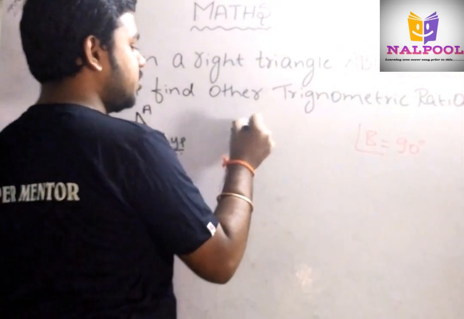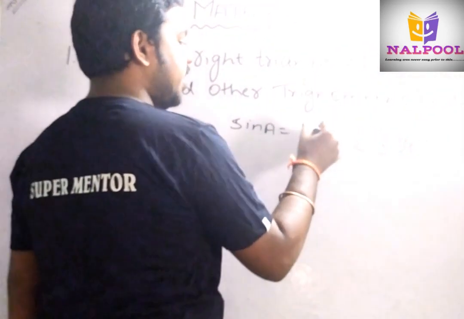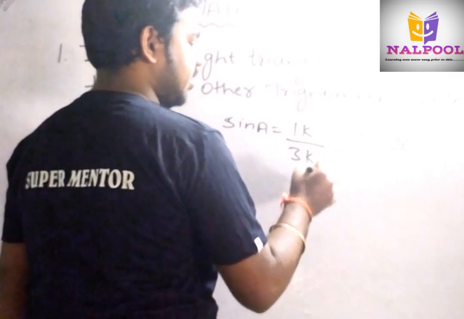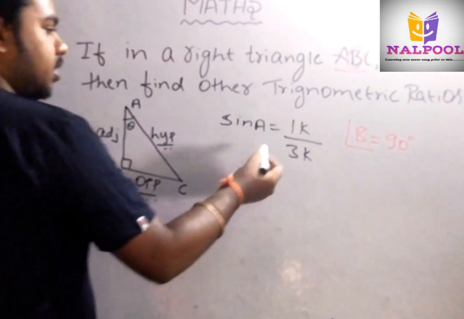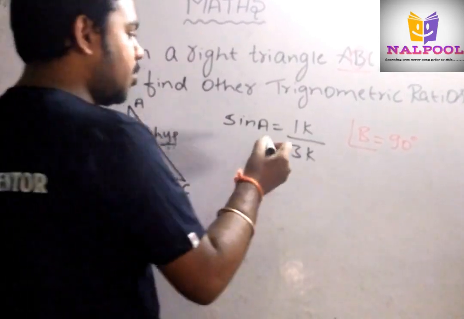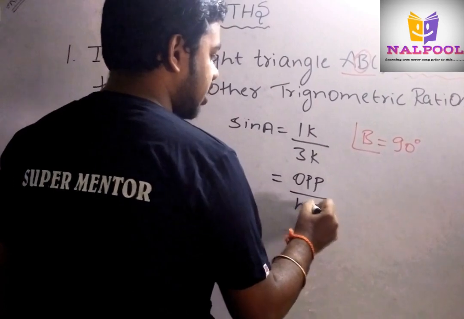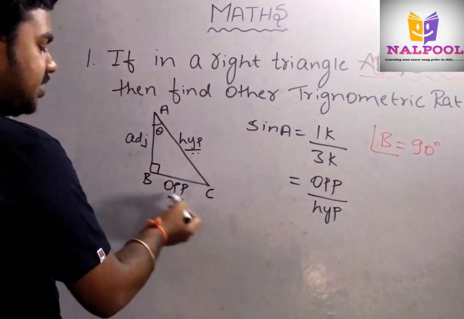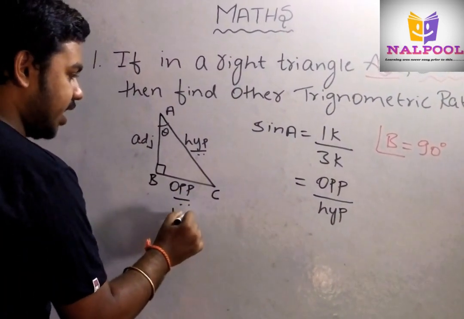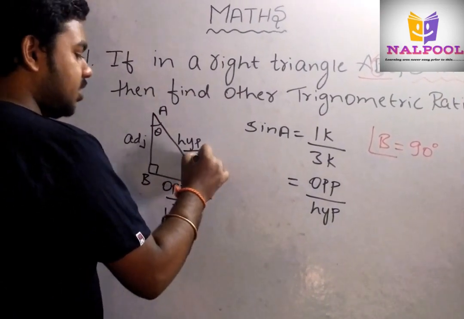Sin A is equal to 1K by 3K, I am writing. Okay. Sin A is defined by which ratio? Opposite by hypotenuse. Here, which one is opposite? BC, no? BC will become 1K. Then hypotenuse will become 3K.